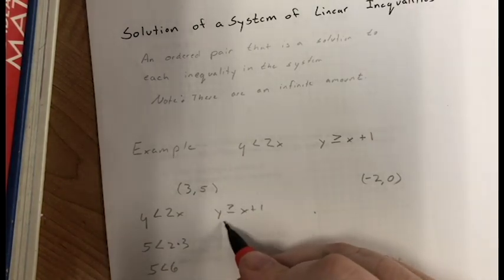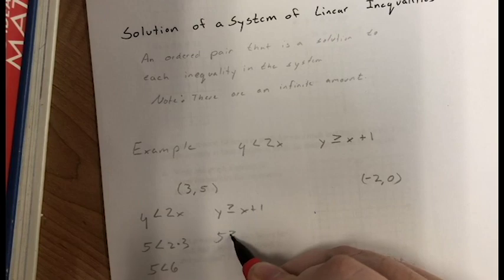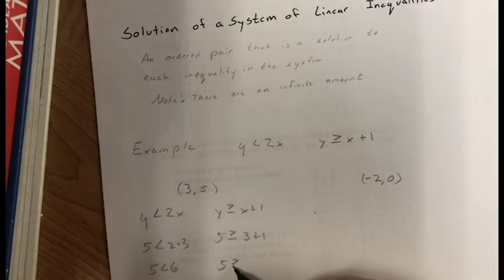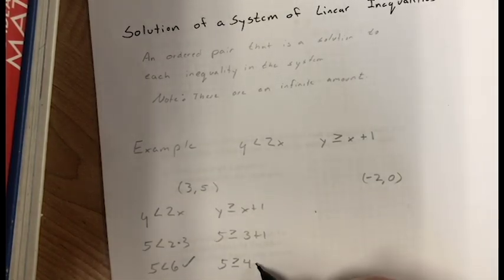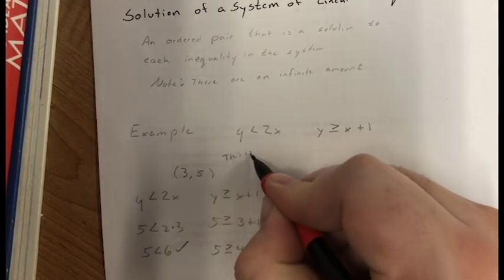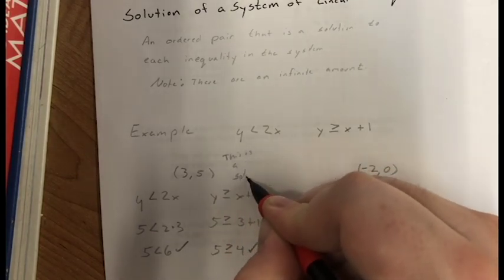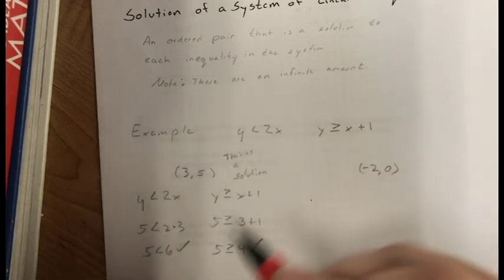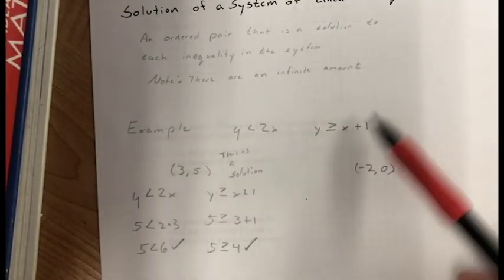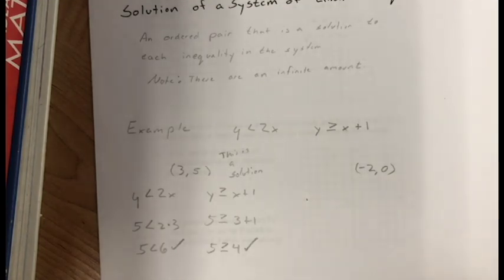All right, now let's do the other one. 5 is greater than or equal to 3 plus 1. 5 is greater than or equal to 4. This is a true statement, and this is a true statement. So this is a solution. So this ordered pair is a solution for this system. But here's the thing, it's not the only one. Just keep that in mind because that's very important here in a few minutes.